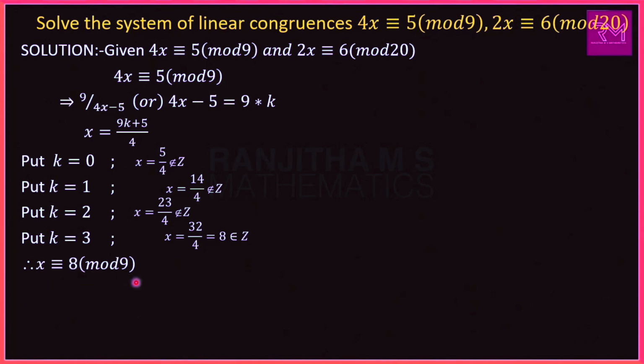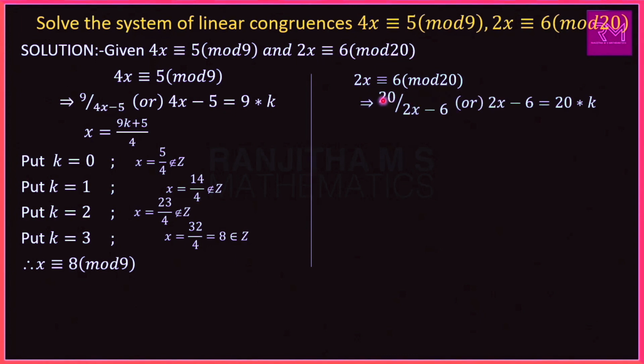So this is reduced to the system of linear congruence form x ≡ a1 mod m1. In a similar way, we have to find this for 2x ≡ 6 mod 20. By the definition, we can write this as 20 divides 2x − 6, or 2x − 6 equal to 20 times some integer k. So take the 6 to the right-hand side and the 2 goes to the denominator. We get x as (20k + 6)/2.